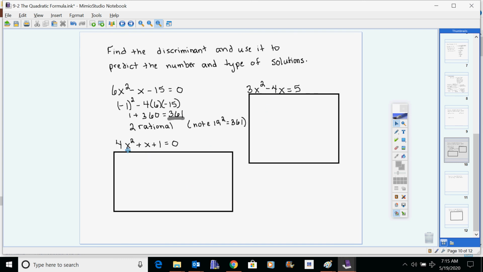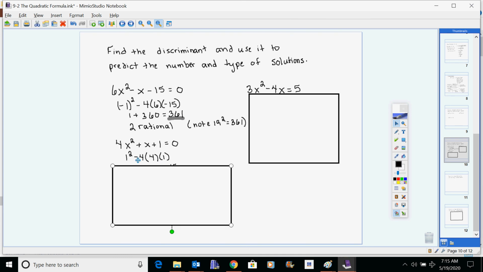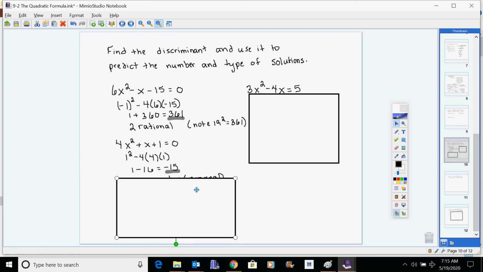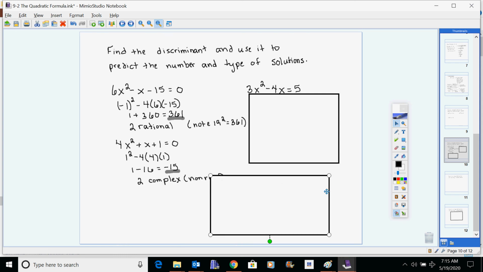This one, 4, 1, 1 are our a, b, and c. b squared minus 4ac. This gives us a negative number. Okay, so that's a negative number, not real solutions because it's under a square root, so we get two complex solutions. This is the type of solution. Sometimes in various textbooks, they'll say to tell the nature of the roots.